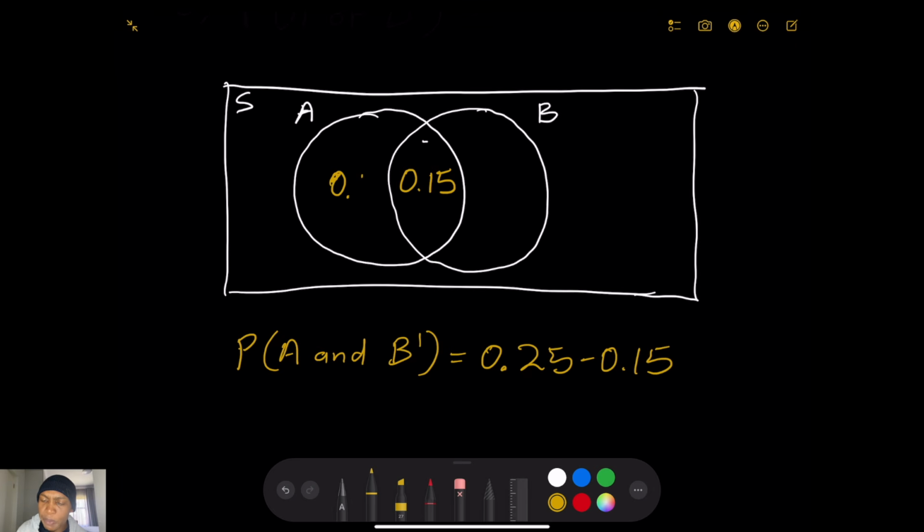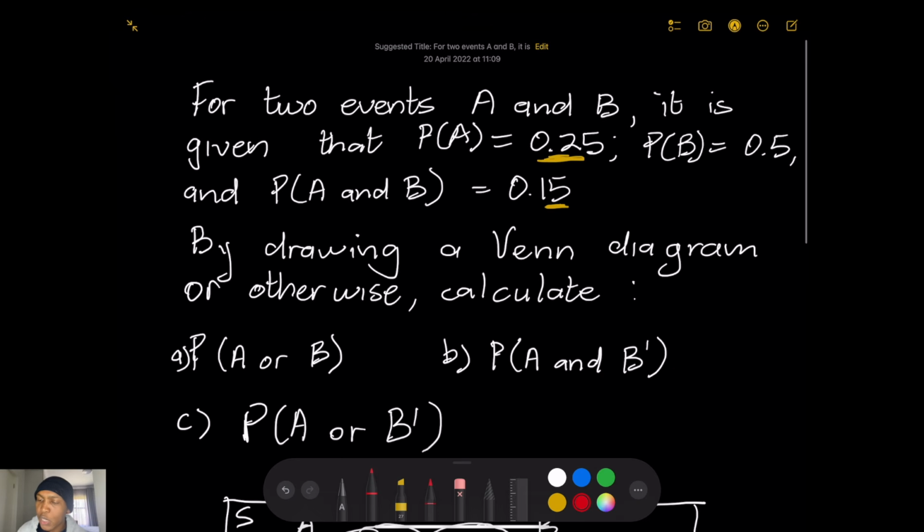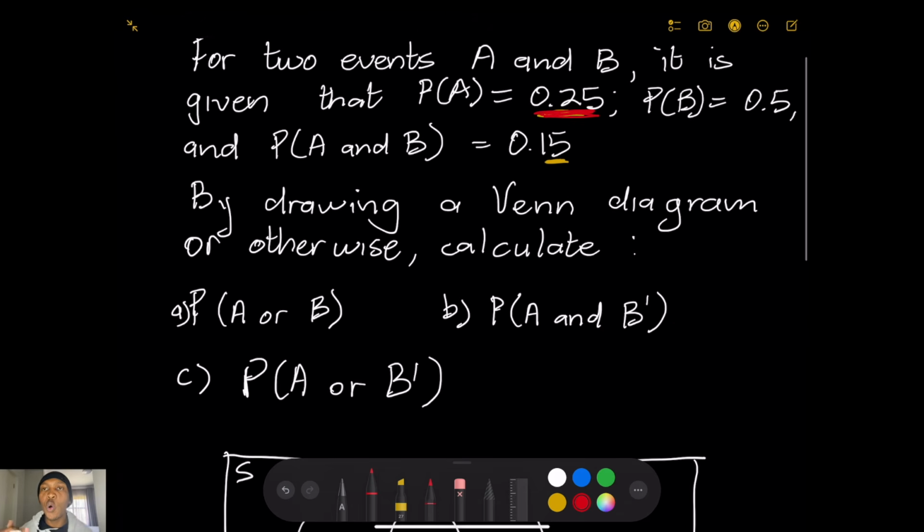Now let me just explain it in a logical way. Think about it: 0.1 plus 0.15 gives me 0.25, which is the total probability of A. I hope that makes sense. So you always start with the intersection, and then you work your way outside.